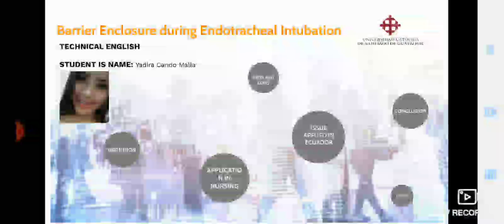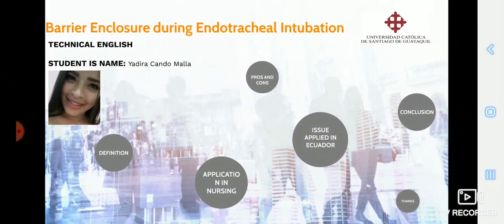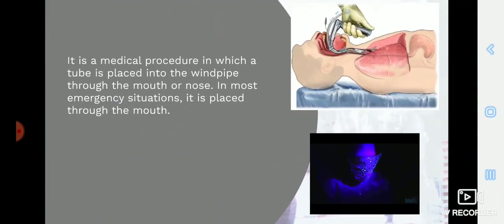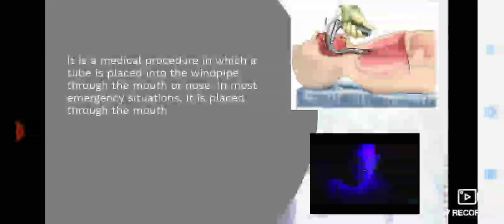My topic is barrier enclosure during endotracheal intubation. Definition: intubation is a medical procedure in which a tube is placed in the airway through the mouth or nose. In most emergency situations, it is placed through the mouth.